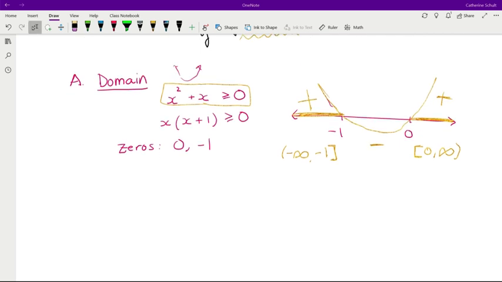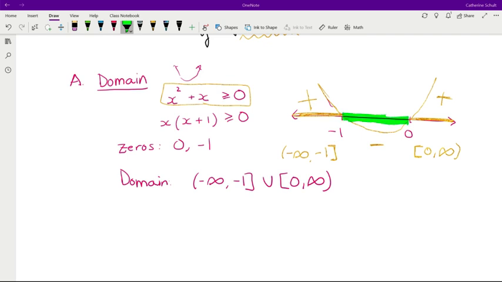Okay, so again, the domain is this. We're going to have a gap in our graph between -1 and 0, and there's just not going to be any graph above or below. It's going to just be blank space above and below. Okay.